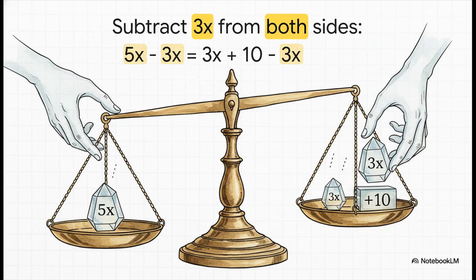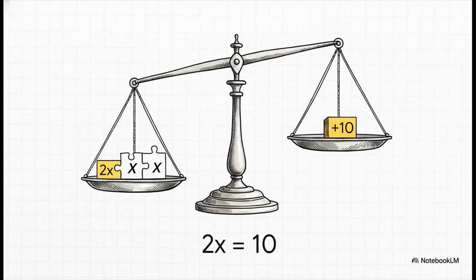Okay, step 1. The smaller variable term is 3x. To move it across the equal sign, we use the inverse operation, which is subtraction. So we subtract 3x from both sides to keep the whole thing balanced. And just like that, the 3x on the right is gone. And on the left, 5x minus 3x simplifies to 2x. And look at that, all our puzzle pieces are in the same room.